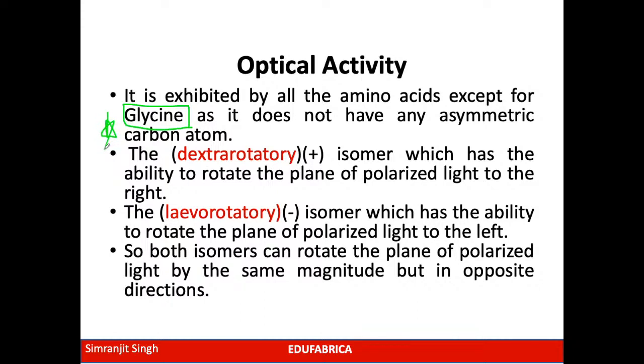Glycine is the one which does not have an asymmetric carbon atom, so it does not show any optical activity.